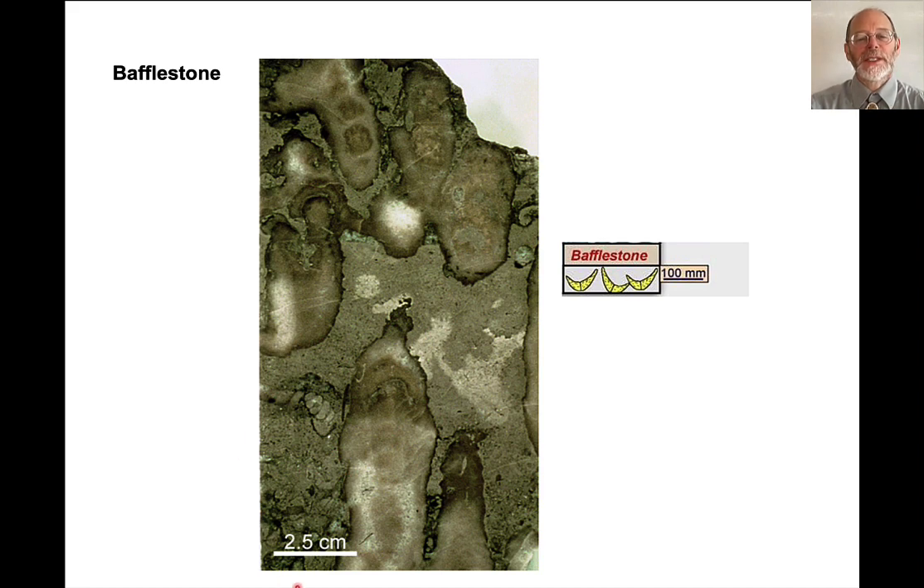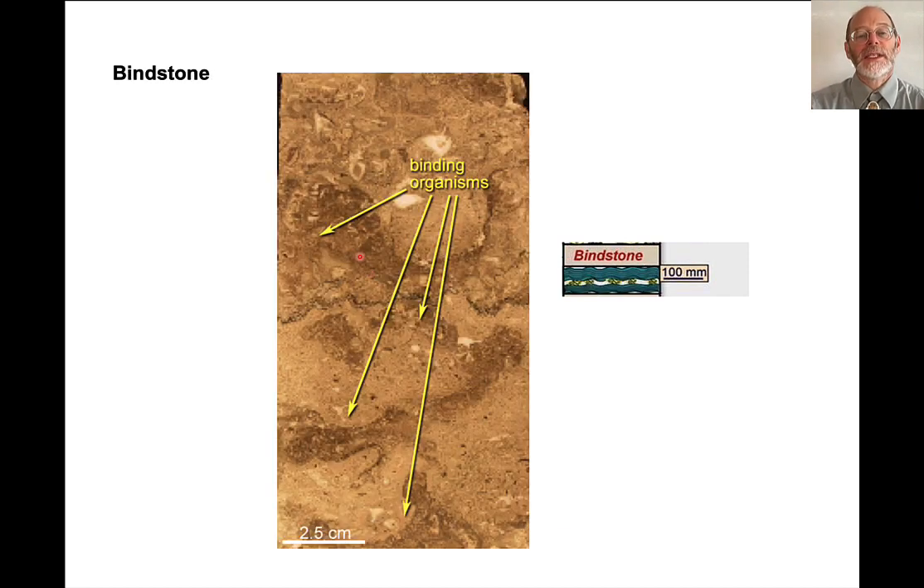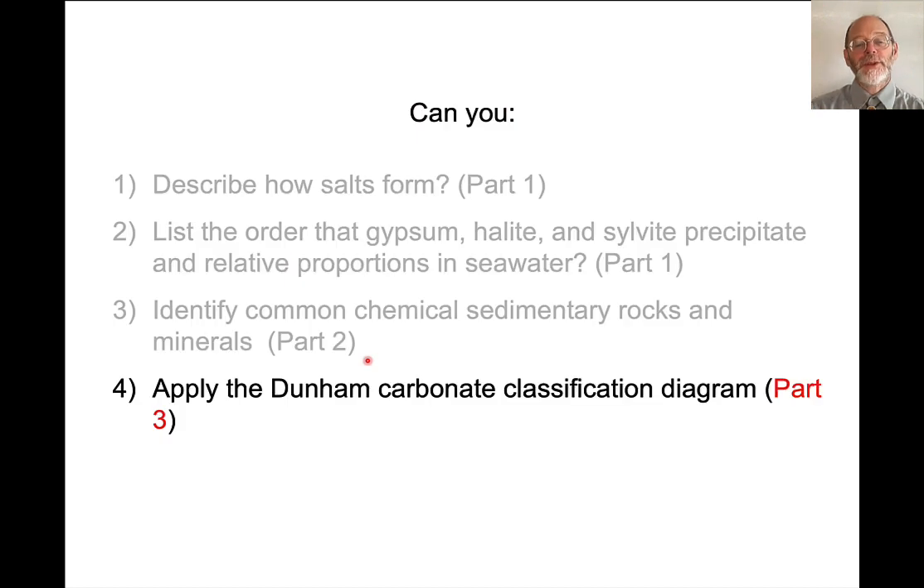What bafflestone means is that there are structures that stick up into the water column such that they act as baffles to wave motion. As a consequence, fine-grained material can fall down in between these upright baffles. And then a bindstone is, again, where there are binding organisms that hold all of the constituent grains together. Okay, I know I went through that very quickly. My hope is that if you had thin sections or rock samples, that you could compare them with the images from the Dunham carbonate classification diagram to classify carbonates. All right, thanks.